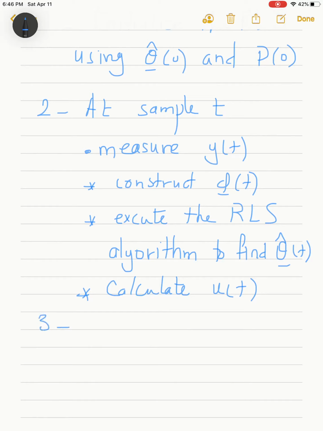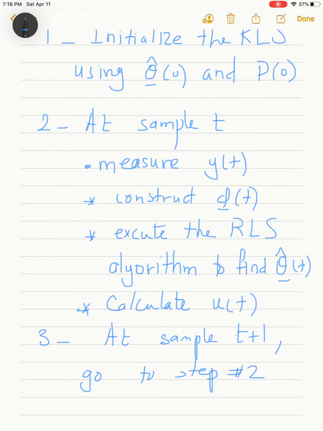We will wait for the second sample. So at sample t plus 1, next sample, we go back to step number 2, and we repeat the sequence once again. So this is the algorithm to implement the self-tuning regulator, assuming that we cancel the process zero.